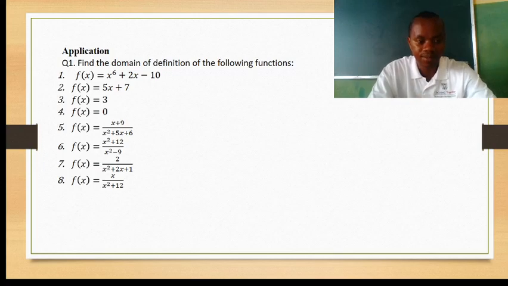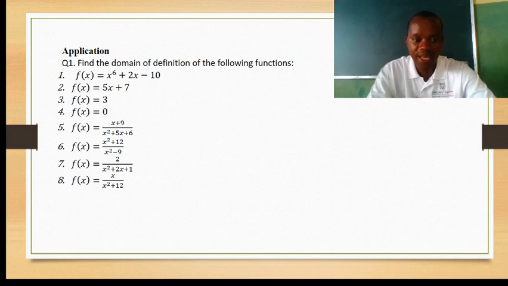For number 7, the numbers which make the denominator equal to 0 are, we have a double root, it is only -1, which means that x1 is equal to -1 and x2 is equal to -1. The domain of definition will be the set of all real numbers except element -1.